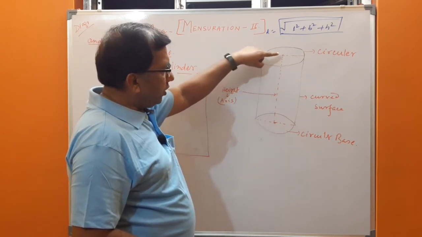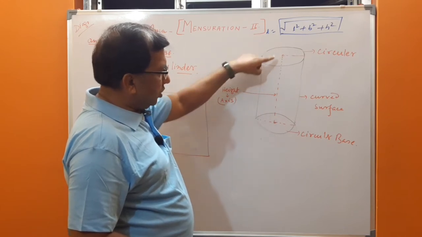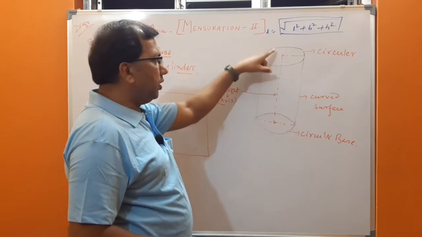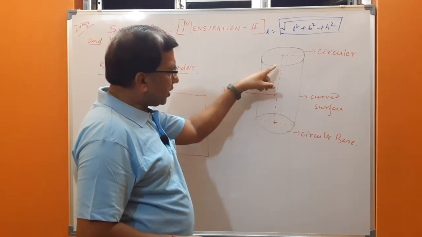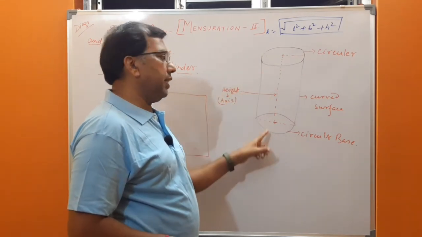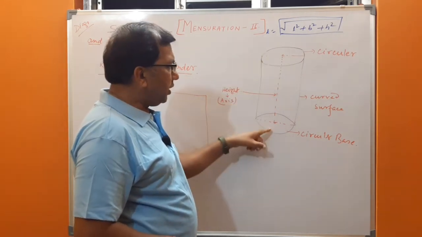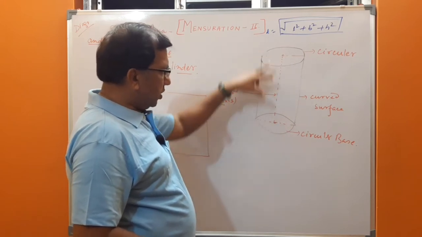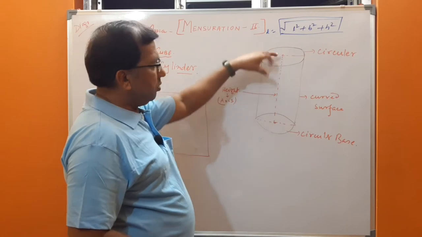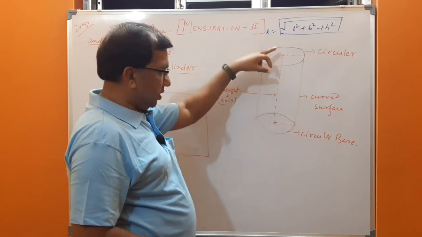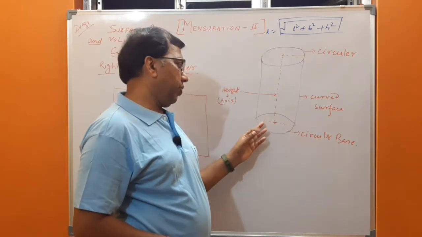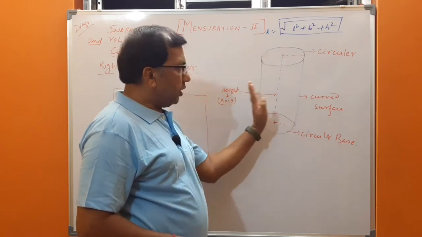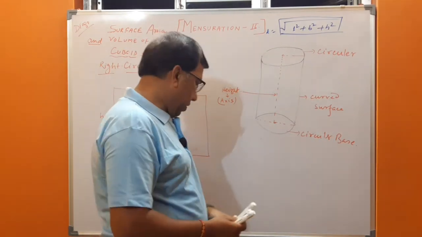If you join the two centers, this is known as the axis of the cylinder. This axis is also called the height of the cylinder. This is the height of the cylinder, H, the distance between the two centers. This is the axis, also called the height. Circular base, curved surface.